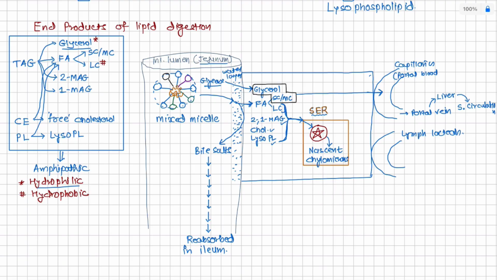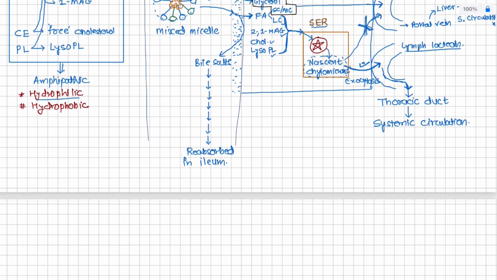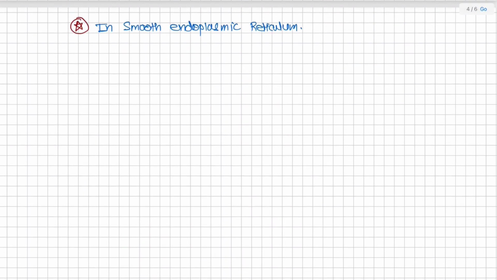Chylomicrons are very large. So large that they cannot enter the blood capillaries. Instead, they exit the cell by exocytosis and enter the lymph lacteals. From the lacteals, they travel through the lymphatic system, collect in the thoracic duct, and finally enter the systemic circulation. Now, the final question about magic in the smooth endoplasmic reticulum. What exactly happens inside the smooth endoplasmic reticulum so that digestion products are assembled in a nascent chylomicron?